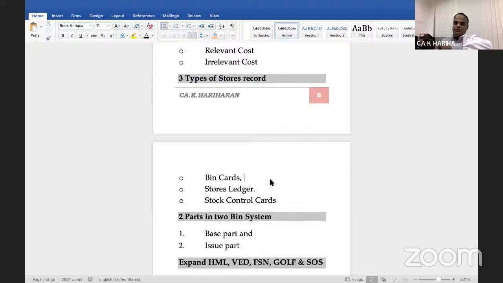Because if there is a shortage and no raw material is available, what will happen? Production will be affected. If there is no production, labor will be idle. Then there will be unproductive time, and even so you have to pay the money. That's why we have to be very careful with purchasing and refilling the raw material.